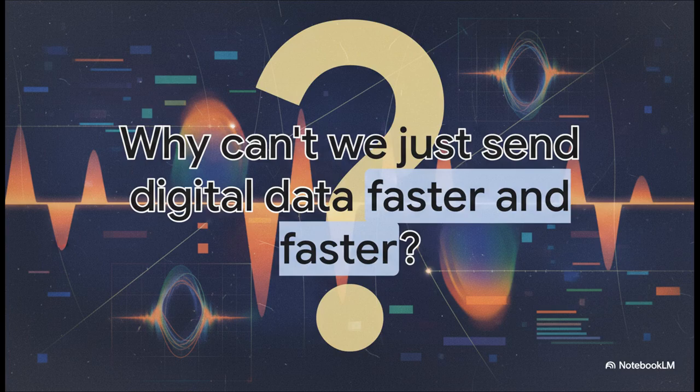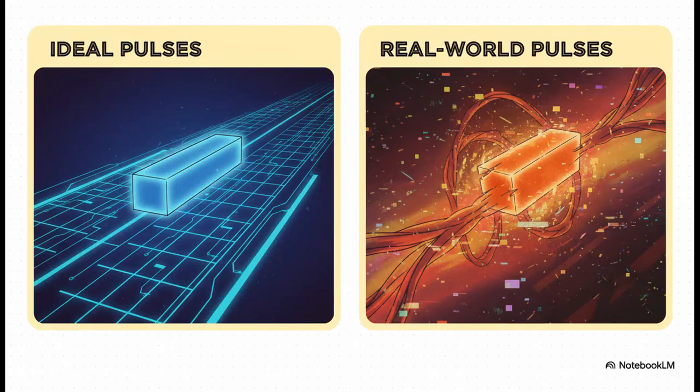deal in engineering, right? If data is just a bunch of on and off signals, ones and zeros, what's stopping us from just flicking that switch faster and faster and faster to get infinite speed? Well, the thing is, there's a huge gap between how things look on paper and how they work in the real world. In a perfect, ideal world, our digital ones and zeros look like these perfect, clean little squares. But the moment you send them through an actual wire or through the air, physics takes over. And those perfect little pulses, they get stretched out and smeared.